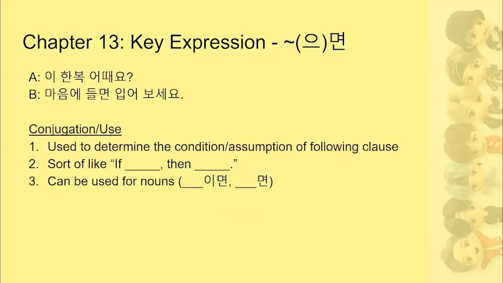Moving on to page 22 and 23, we have our second key expression, which is 으면. So the first sentence in the conversation is 이 한복 어때요? So how is this hanbok? In context, she's talking about like she's holding up a hanbok saying, for herself, how is this one? And she's asking the opinion of someone else. And that person who's working at that shop is saying, 마음에 들면 입어보세요.